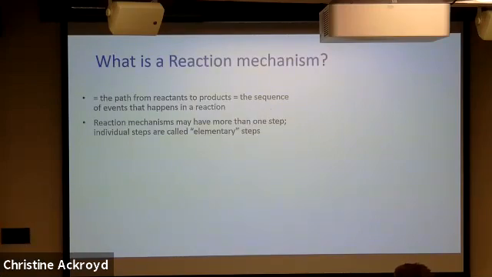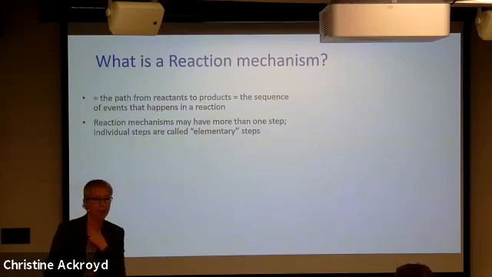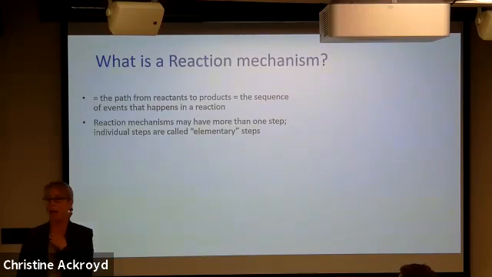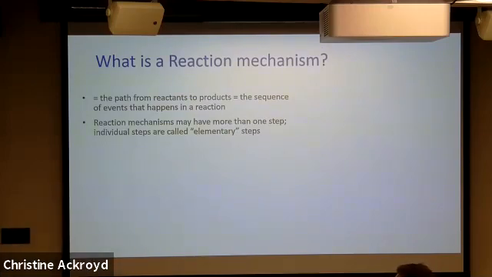So what's a reaction mechanism? A reaction mechanism is just what steps happen in the reaction as you go from starting materials to products. What bonds break? What bonds form? What order do they form in? Do we form something that then is converted to something else? It's just, tell me the sequence of events that happens from starting material to product.